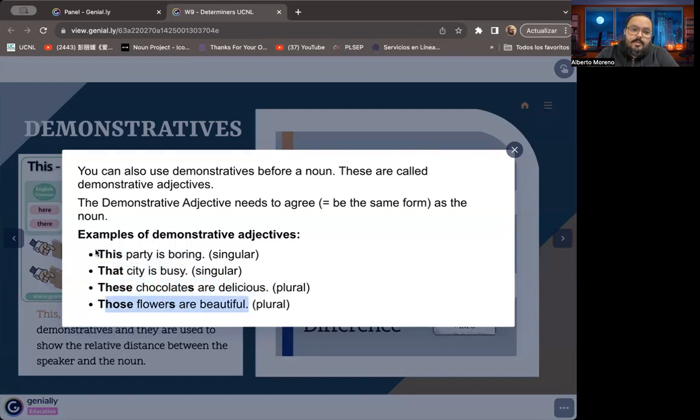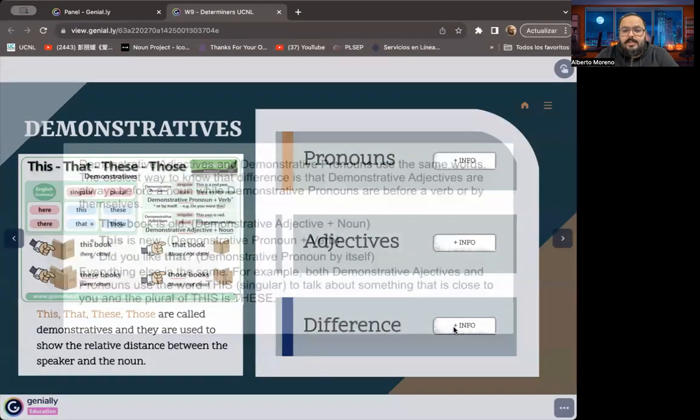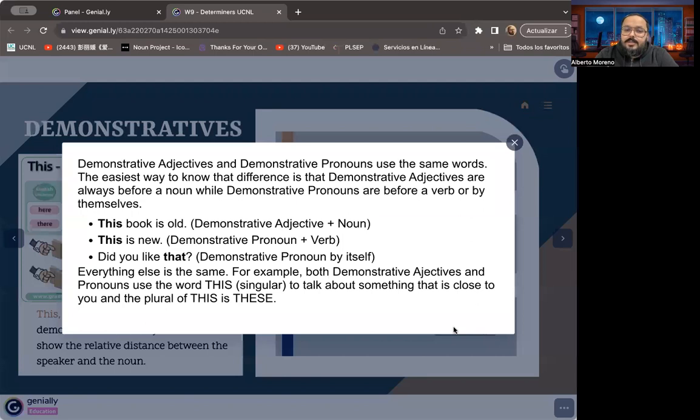And it's the same. We use this and these for something that is close to the person who speaks, and that and those for something that is far from the person who speaks. But what is the difference between demonstrative adjectives and pronouns? It says, demonstrative adjectives and pronouns use the same words. The easiest way to know the difference is that demonstrative adjectives are always before a noun, while demonstrative pronouns are before a verb or by themselves.